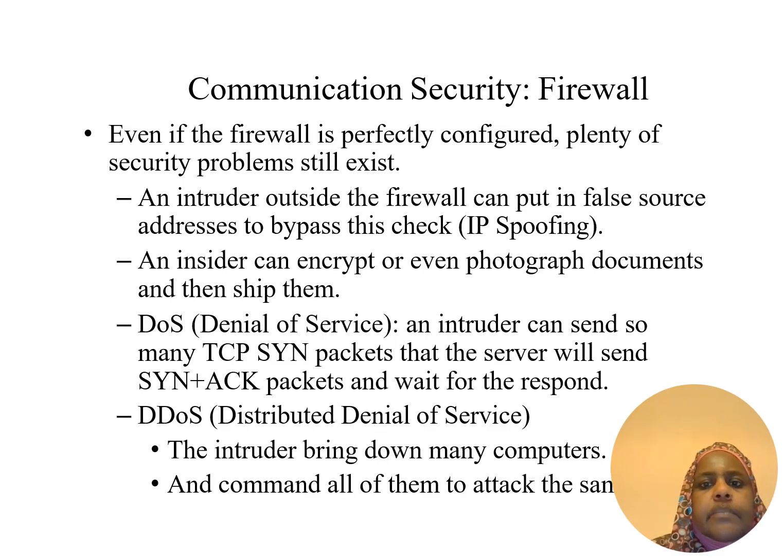Even if the firewall is perfectly configured, plenty of issues will still exist. An intruder outside the firewall can put a false source address to bypass the check, which is called IP spoofing. The insider can encrypt or even photograph documents and ship them outside. Attacks like denial of service and distributed denial of service attacks cannot actually be prevented by a firewall.